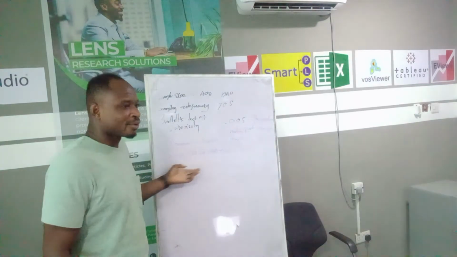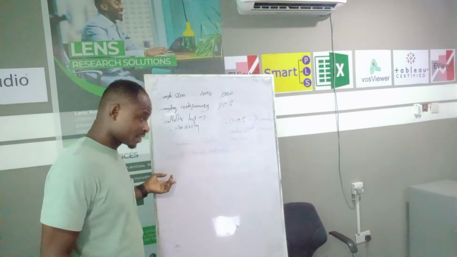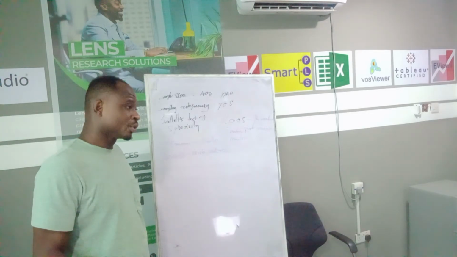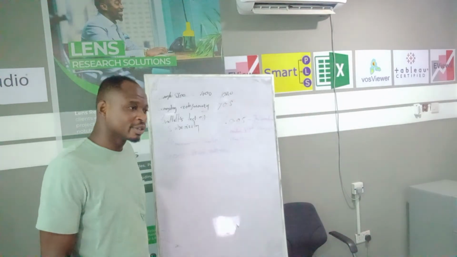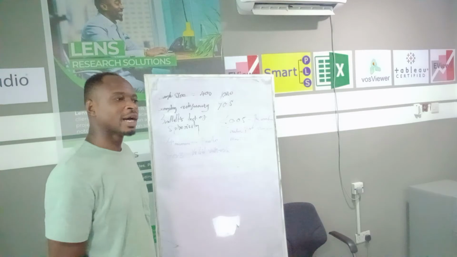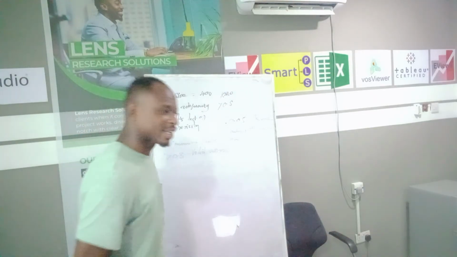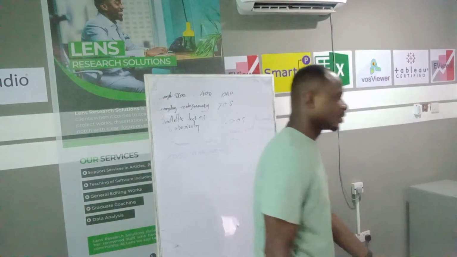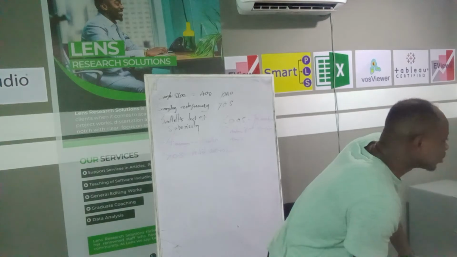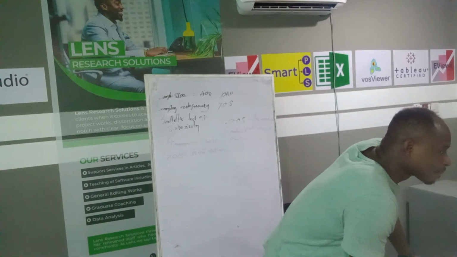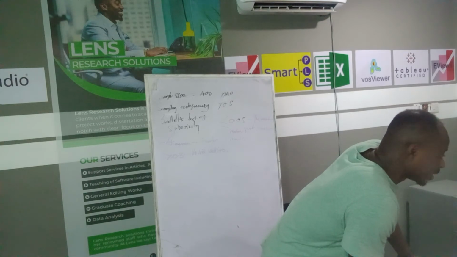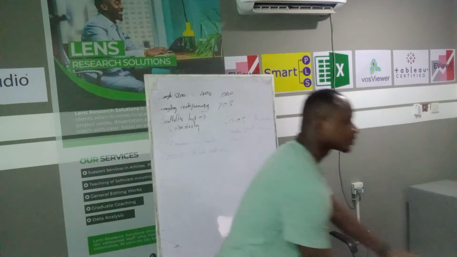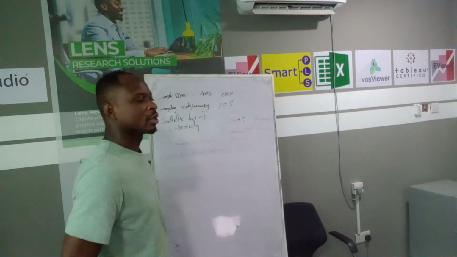So this is for SPSS. Now for SmartPLS, we are doing the same thing here. If you are using SmartPLS, your indicator loading should be what? 0.7 and above. If it is not up to that, you delete it. Remember, it's the same thing, but a different approach. Indicator loading should be 0.7.